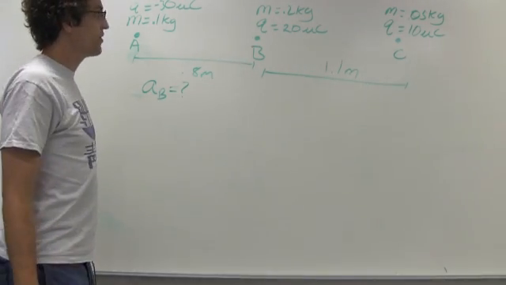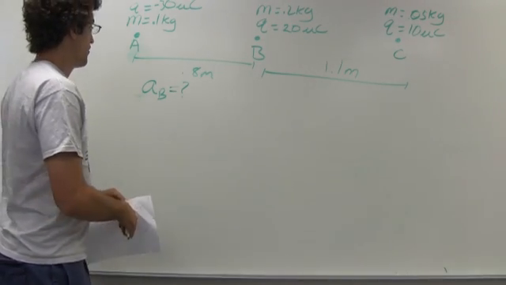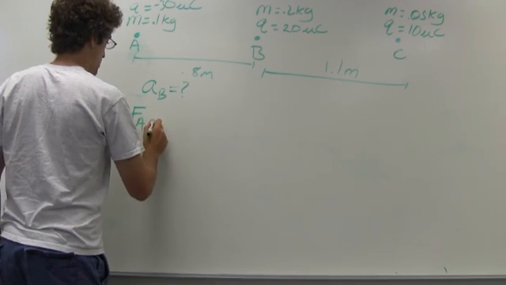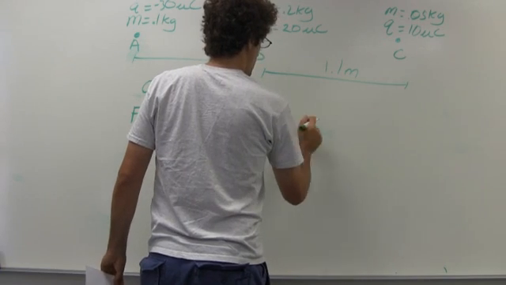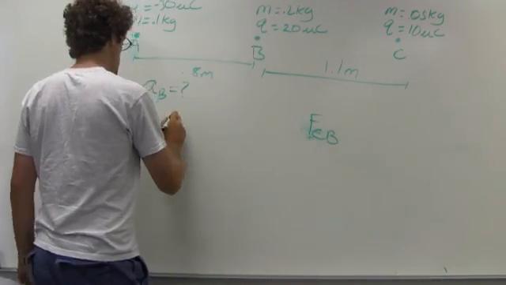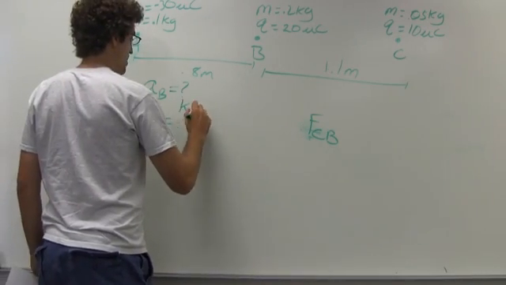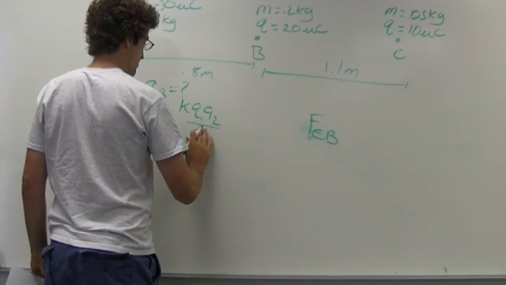In this case, there are three charged objects, though. So we have to consider both the force from A on B and the force from C on B. So Coulomb's law tells us that it's going to be k Q1 Q2 over r squared.